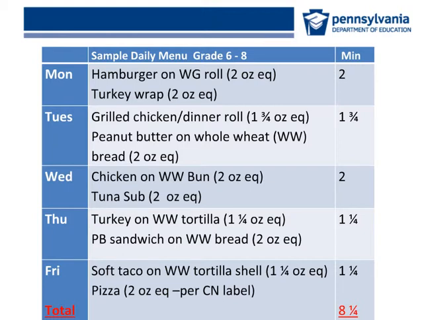Next, we will add up our daily minimums to determine whether we've met our weekly minimum requirement, which is 8 ounce equivalents for this grade grouping. We've offered a total of 8 1/4 ounce equivalents for grains for our 6th through 8th graders for this week, so we have met our weekly grains minimum as well.